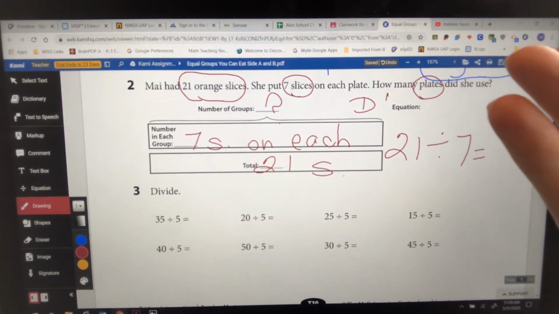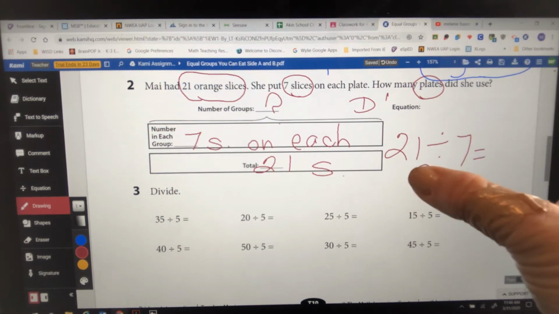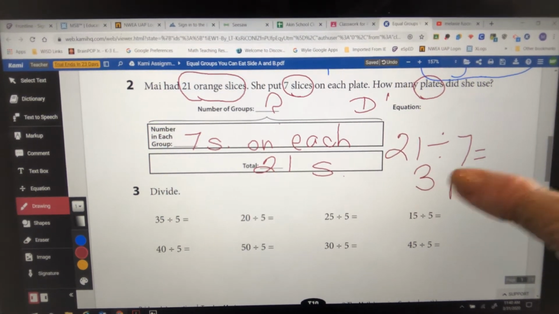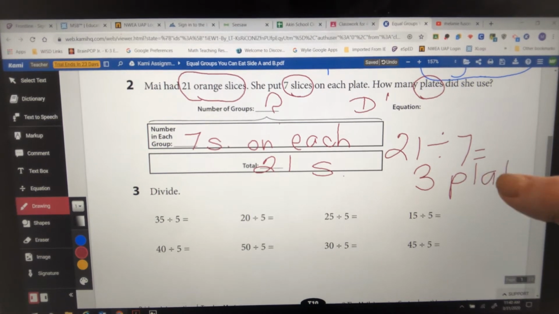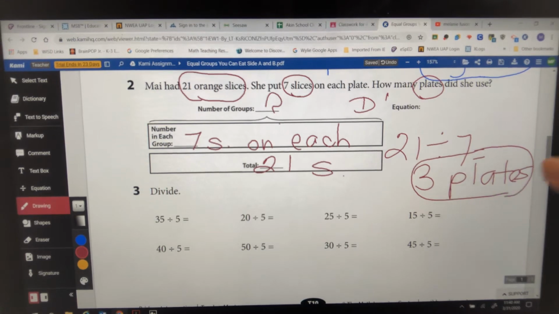7, 14, 21. Oh, I counted 3 times. So I've got 3 plates, which is my answer.